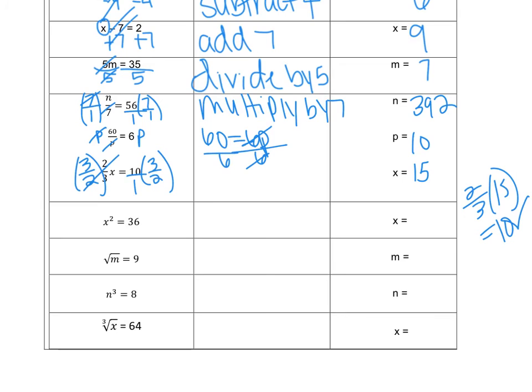Four more, and we'll be done with the notes. So I have x squared equals 36. Well, the inverse of squaring something would be to take the square root. So I would take the square root of each side. And whenever you take the square root of a square, you're actually just getting what's underneath it. So we would just be left with 1x equals the square root of 36, which is 6.